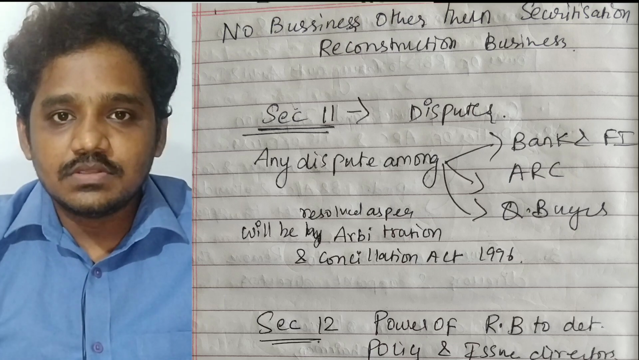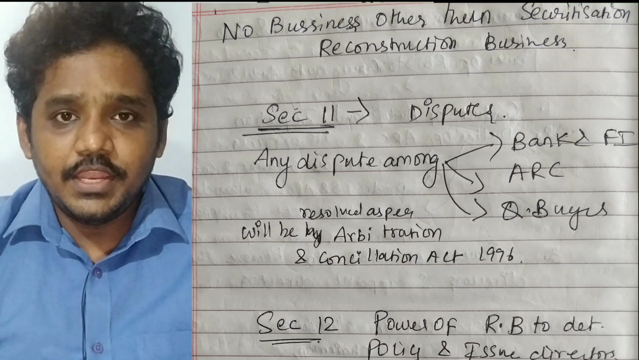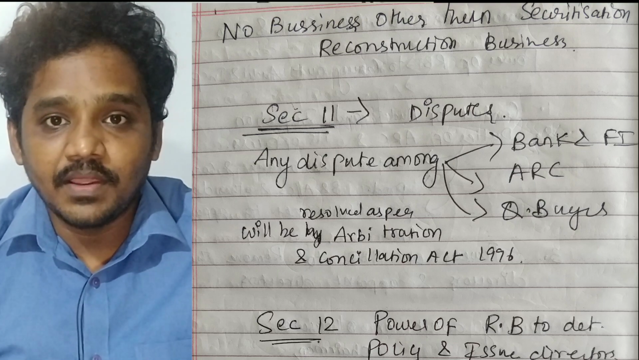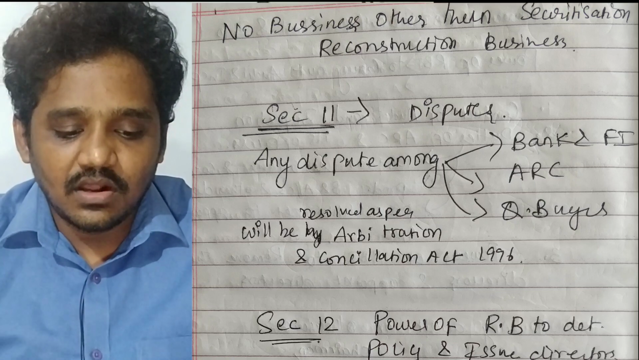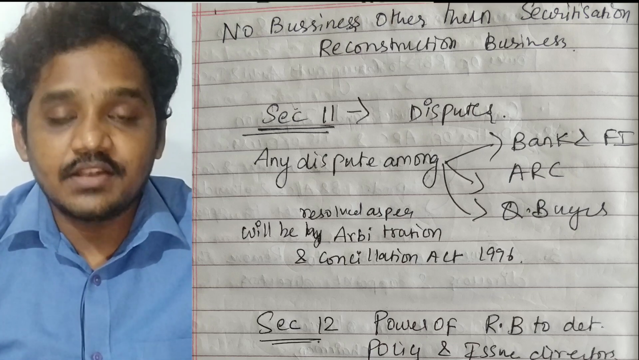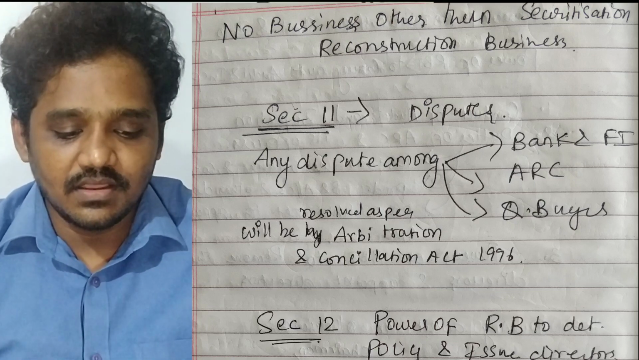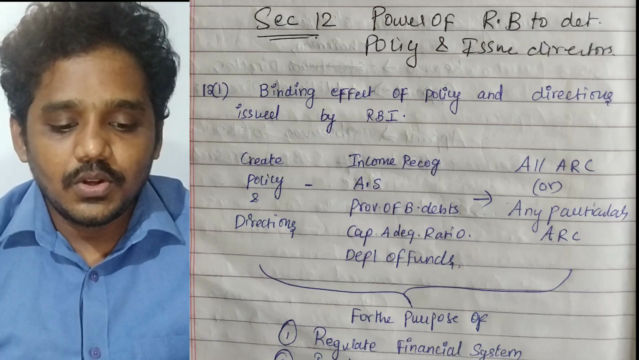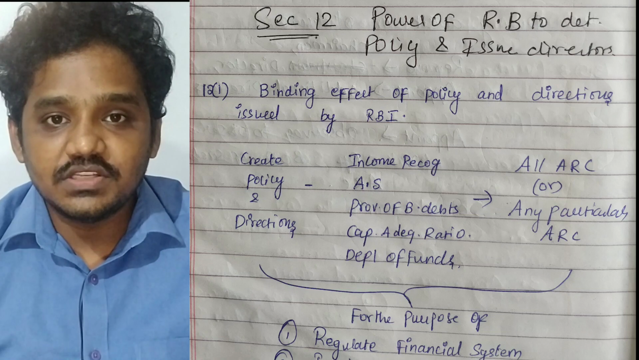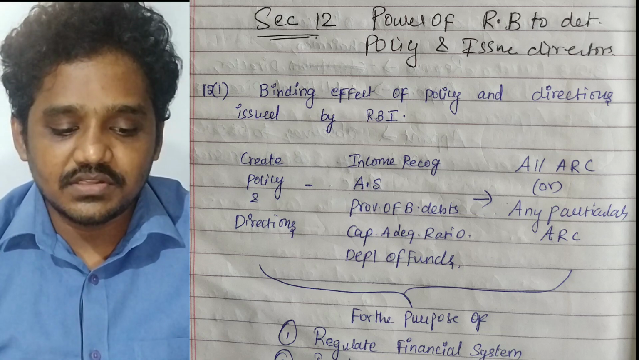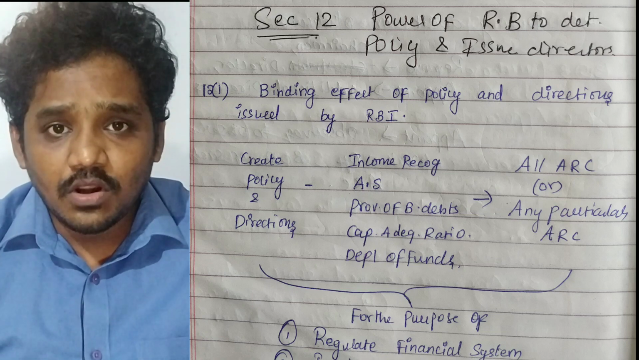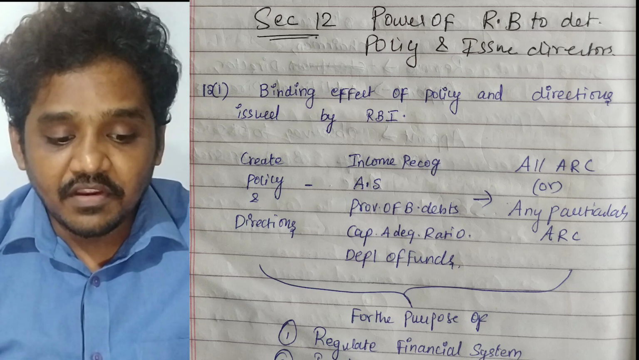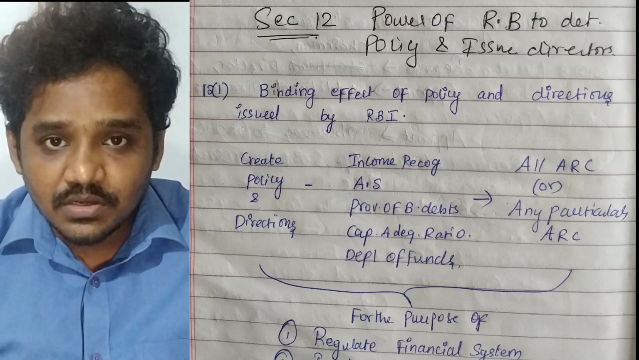Okay. Now, section 11, disputes. Any disputes among the bank, asset reconstruction company and qualified buyers will be resolved as per the Arbitration and Conciliation Act 1996. Now, section 12, powers of Reserve Bank to decide policies and then issue directions. First thing, whatever policies and procedures are given by RBI should have a binding effect on all the concerned persons.